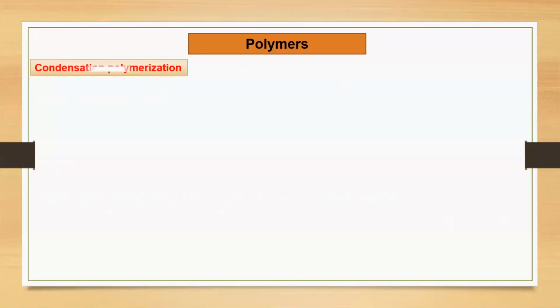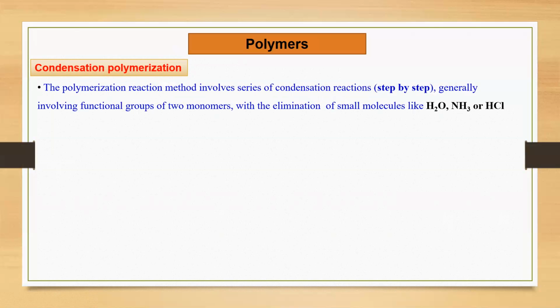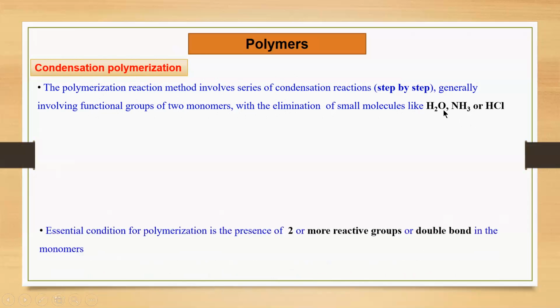Next in this category is condensation polymerization. This polymerization reaction involves a series of condensation reactions, that is the step-by-step reaction. It involves the functional groups of the two monomers interacting with each other, and finally the elimination of small molecules takes place, may it be water, ammonia or HCl. So this is known as condensation polymerization because it involves the elimination of small molecules.